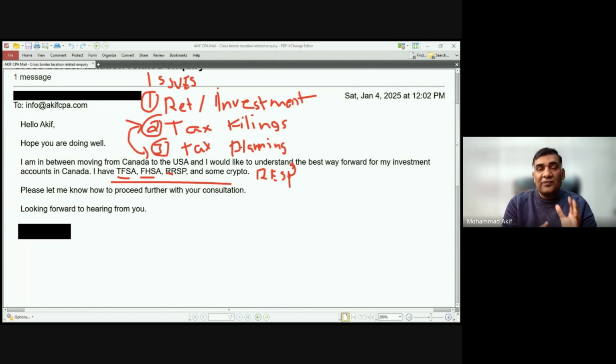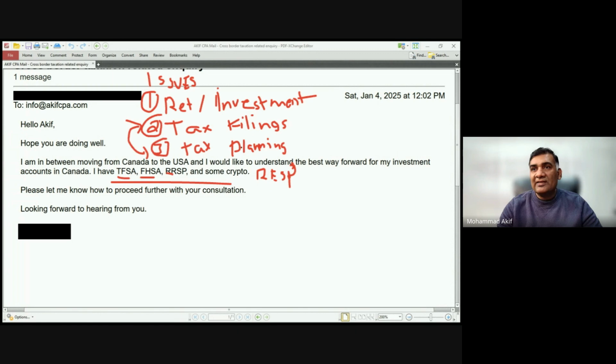Otherwise you will be in a pickle for a couple of years trying to figure this out, and next thing you know, you will always require a cross-border accountant for a couple of years once you move. If you don't plan it properly, you will end up paying a lot of professional fees. We don't want that, right? At the same time, more taxes and more reporting. So without any further ado, let's talk about what happens to those retirement accounts.